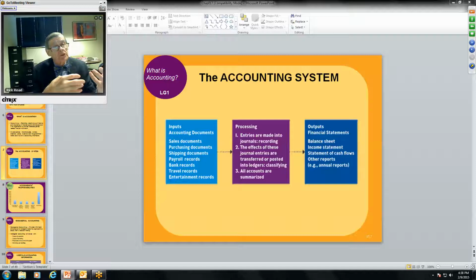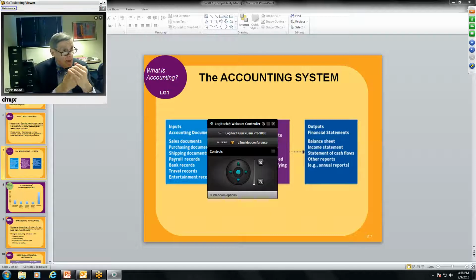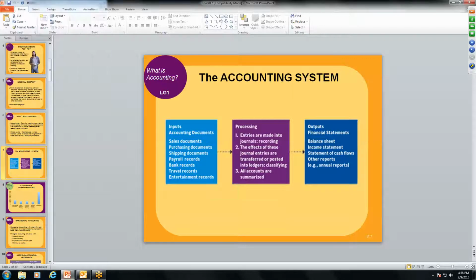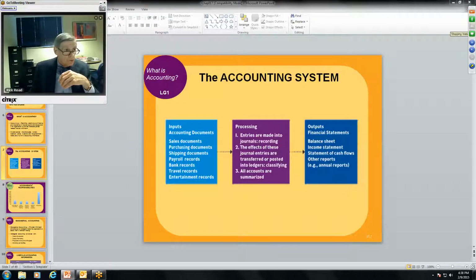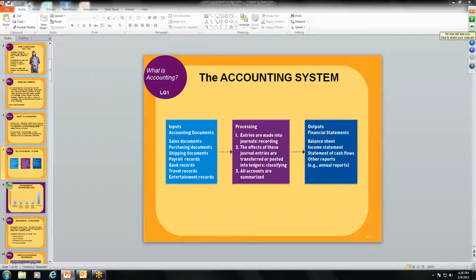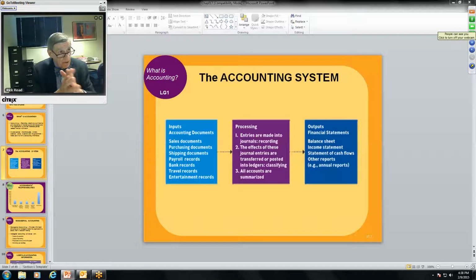We have to do some things with this. So we make entries into journals, and then the journal entries are posted and transferred to various other places, which we'll talk about here. And then we'll come out with, I'm having trouble with my camera here tonight, and then we'll come out here with different types of financial statements.